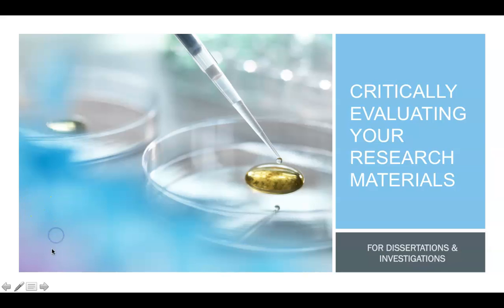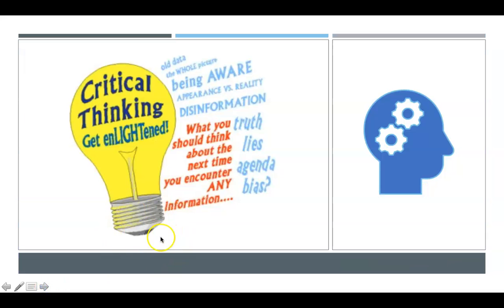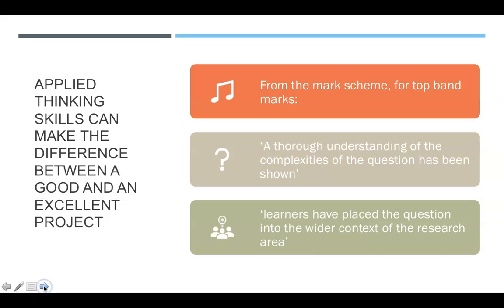Okay, so here's just a little picture that is showing you how to get enlightened with critical thinking. So what you need to talk about: is there an agenda? Is there a bias? Disinformation, appearance versus reality, being aware of old data, the whole picture. So this is just a little picture for you to start getting your brains working in terms of critically evaluating the sources that you're using.